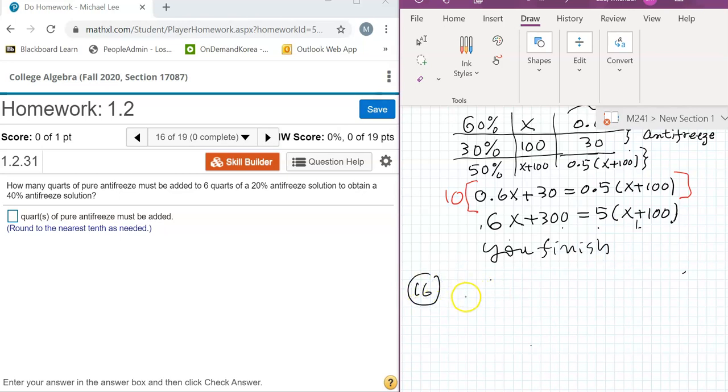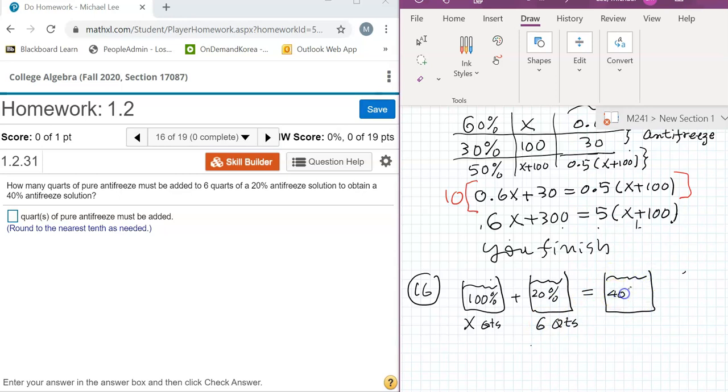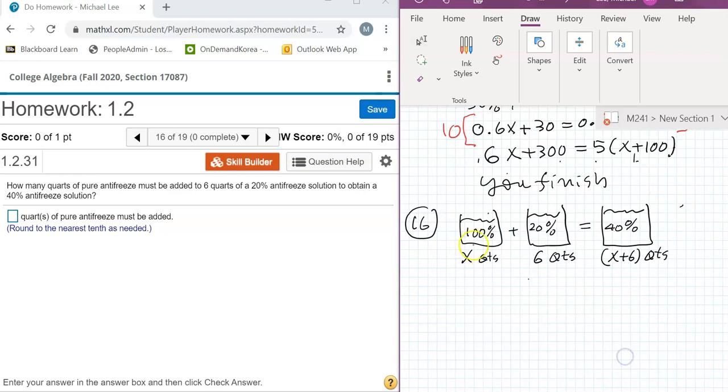So like I said, this is pure, meaning 100% X quarts, plus this is how many percent? 20%. How many quarts? 6 quarts. And they're going to have that mixture how many percent? 40%. What is the volume? X plus 6 quarts. So 100% means 1 times X plus 20% means 0.2 times 6 equal to 40%, 0.4 times X plus 6.